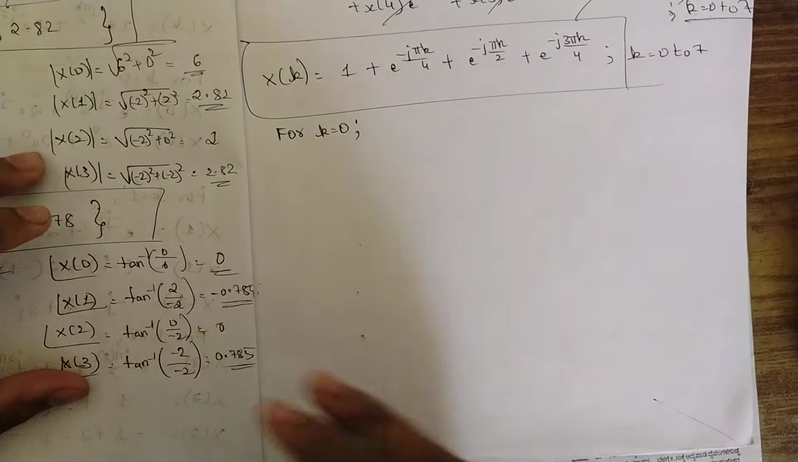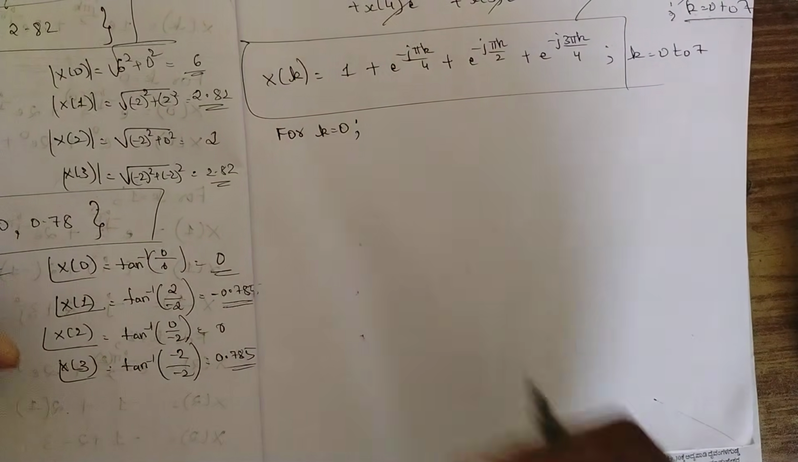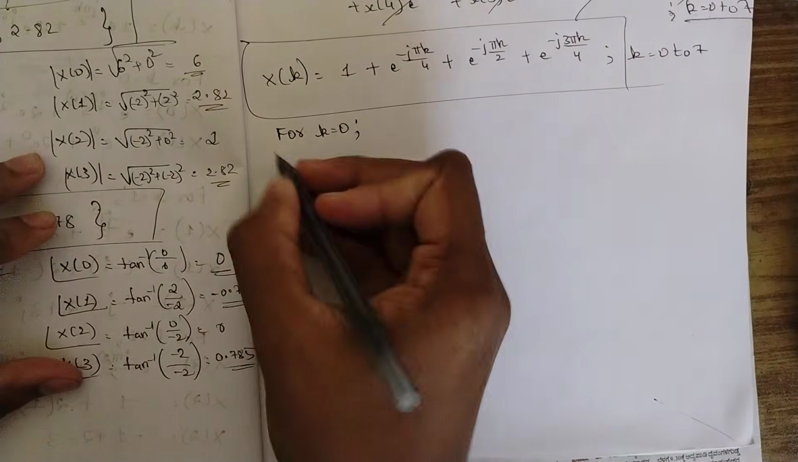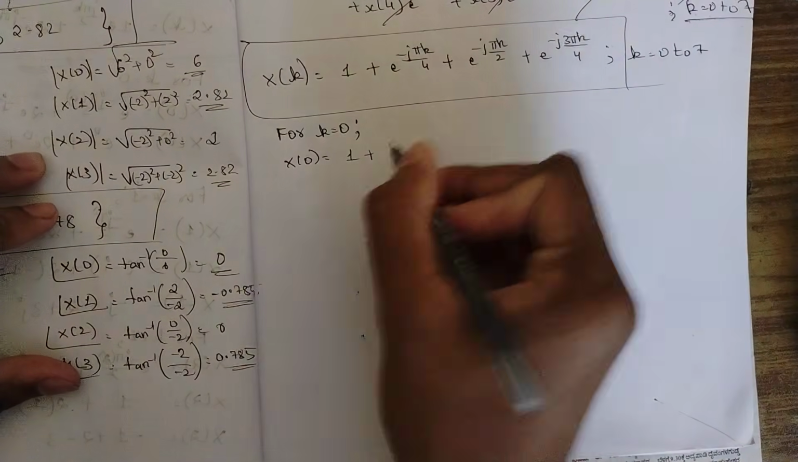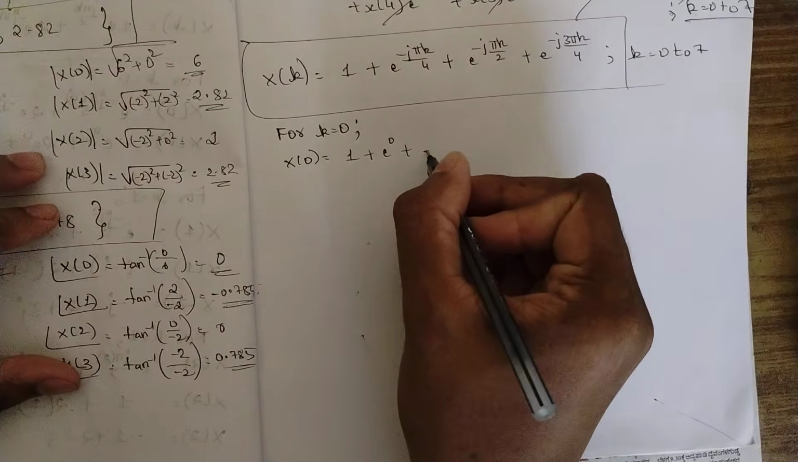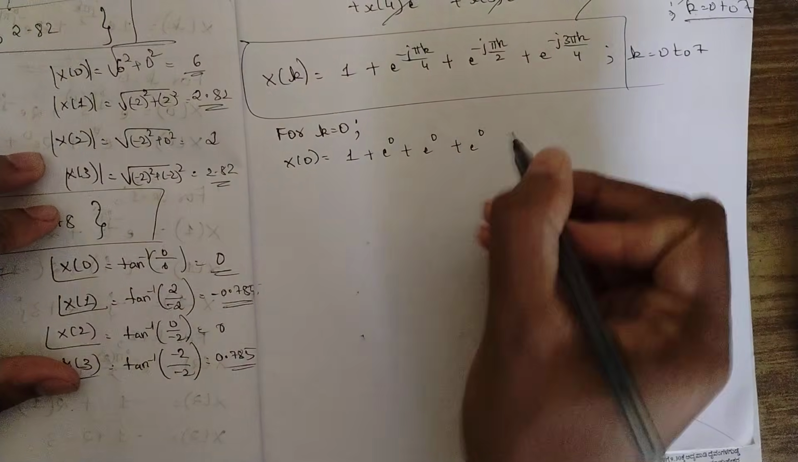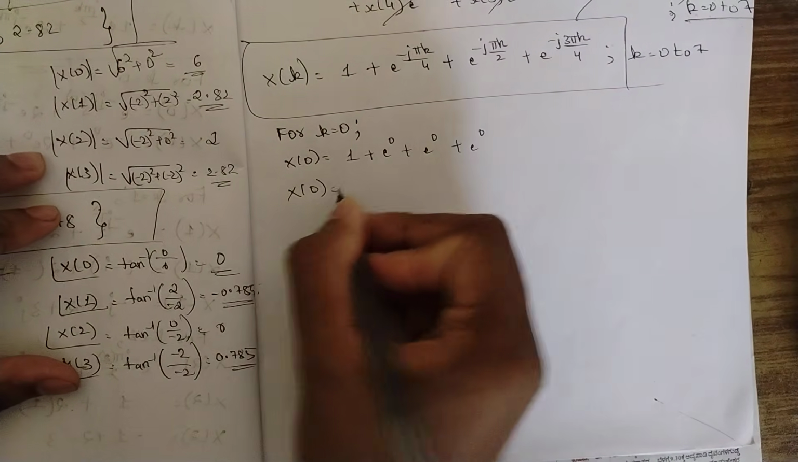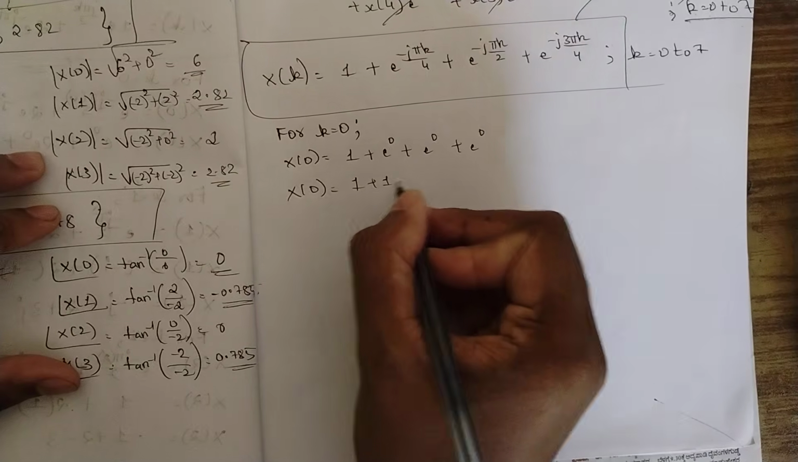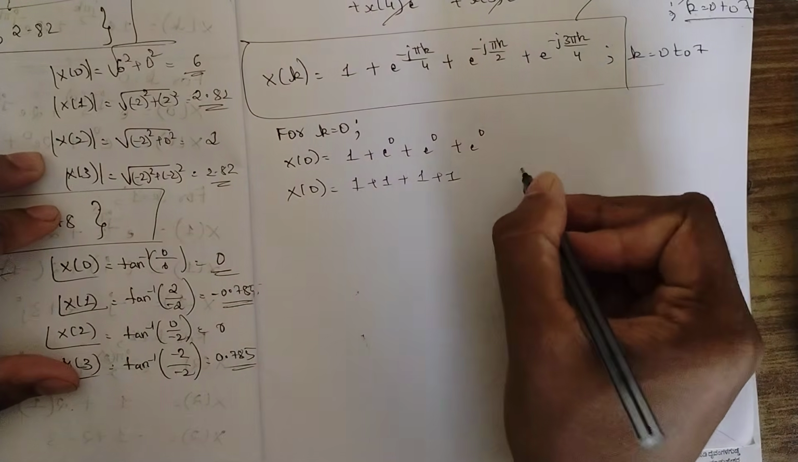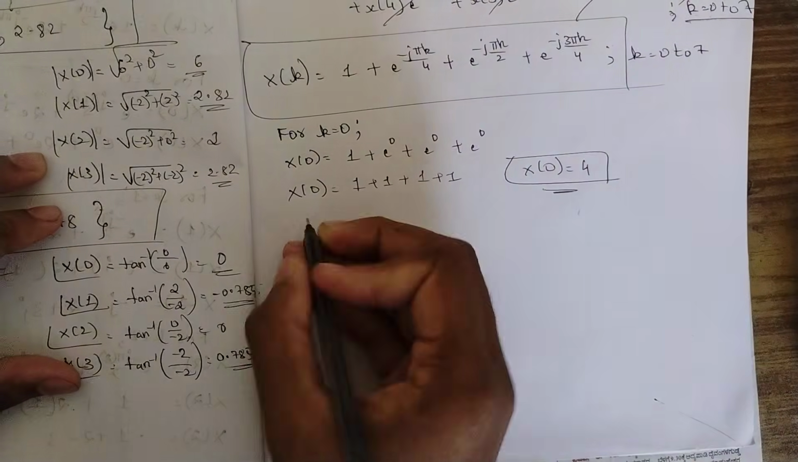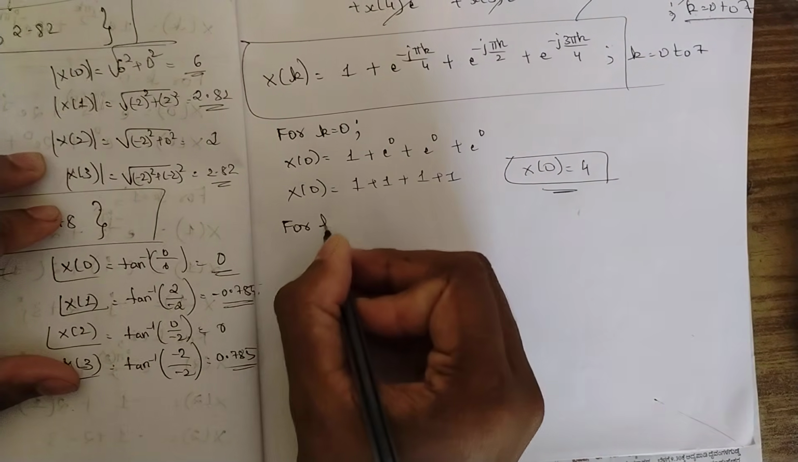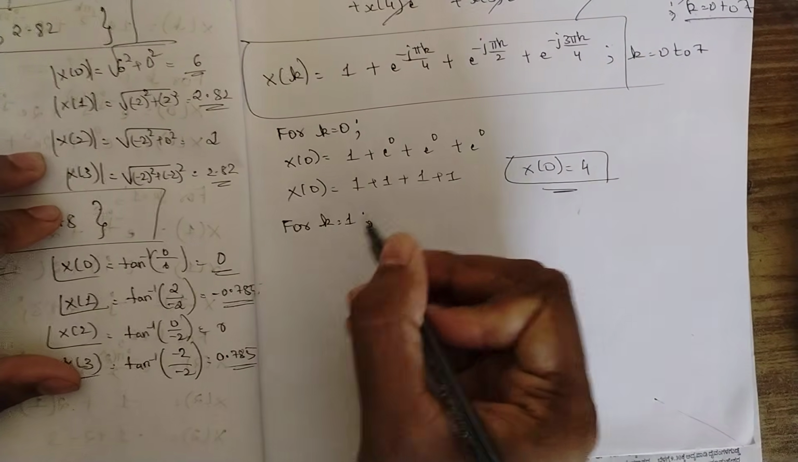For k is equal to 0, 1, 2, 3, 4, 5, 6, 7, for all, one by one you should be doing it. First is x of 0, that is 1 plus e power zeros only for everywhere, since it is getting multiplied by zeros. So x of 0 is equal to 1 plus 1 plus 1 plus 1, that is x of 0 is equal to 4. Okay, I will be doing it in a very quick manner because I don't want to waste time here. Next is for k is equal to 1.